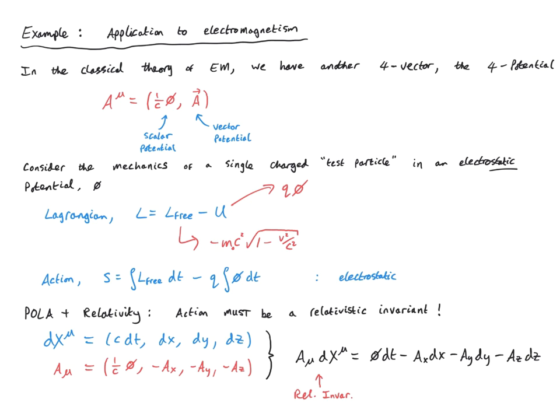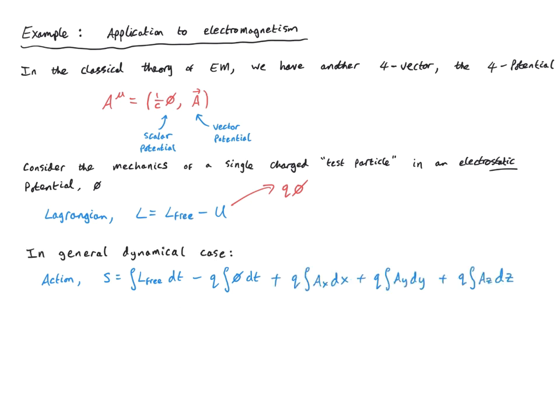The argument that the action must be a relativistic invariant tells us the form in which the scalar potential and vector potential must enter into our action. We conclude that the action should involve the following terms: minus q integral phi dt, plus q the integral of Ax dx, plus q integral Ay dy, plus q times the integral of Az dz. Overall, these 4 terms can be lumped into this single term, minus q times the integral of A_mu dx^mu. And this is manifestly a Lorentz invariant object that is going to be the same in all inertial reference frames as we require.